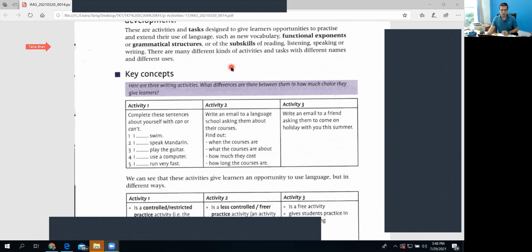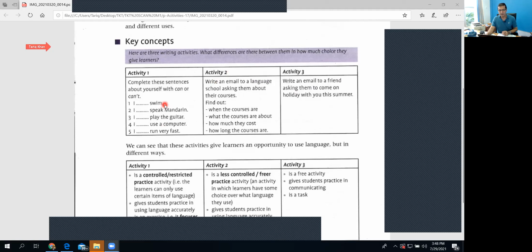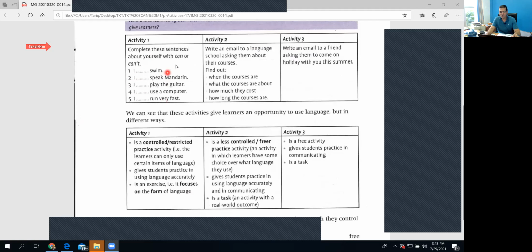Okay, right. Now, if you see the first table here, activity 1, activity 2, activity 3, the three types of activity. The first one: complete these sentences about yourself with can or can't. So you have only two options here, can or can't. It is a fill-in-the-blanks activity. Now, what is this activity called? It is a controlled or restricted practice activity.